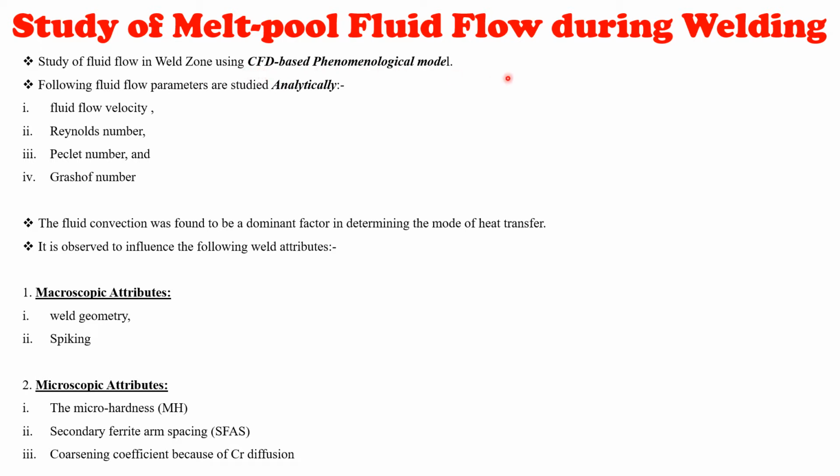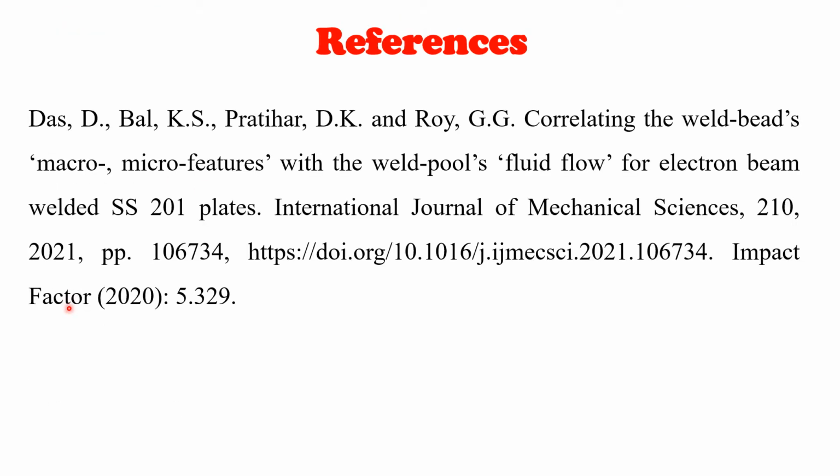First one is the CFD based phenomenological model, and second one is the analytical equations. These are some of the well known equations which are studied during high school and graduation. These will be used to study the fluid flow occurring in the melt pool. The purpose of this study is to identify the role of convection on heat transfer and its influence on macro and microscopic weld attributes such as weld geometry and spiking and microhardness, secondary ferritic arm spacing, coarsening coefficient because of chromium diffusion, etc. This is the reference.